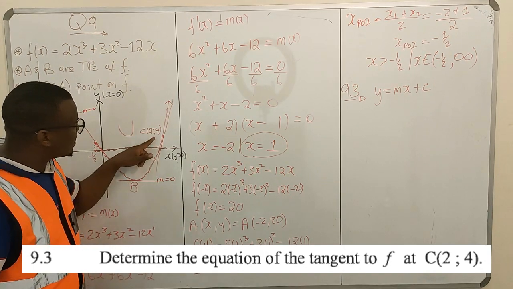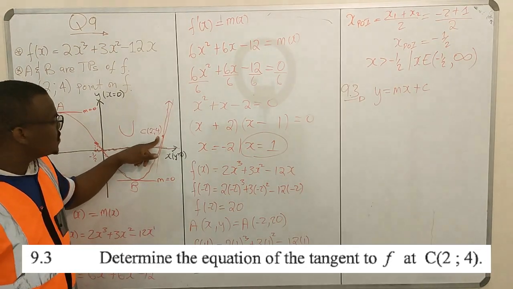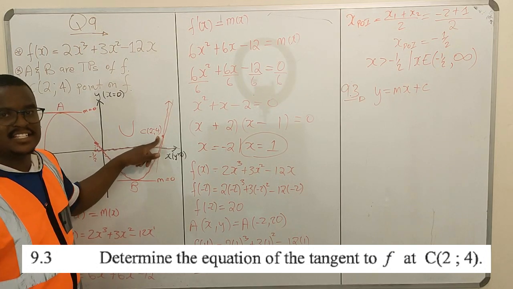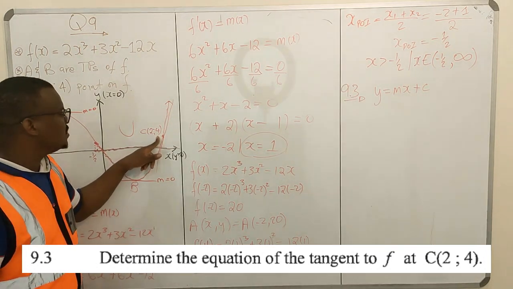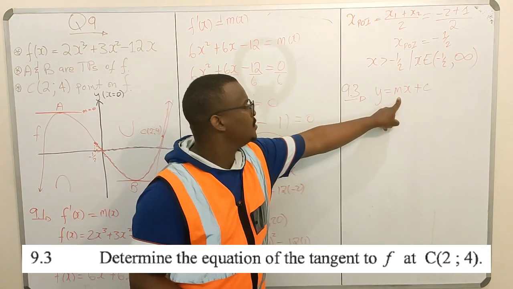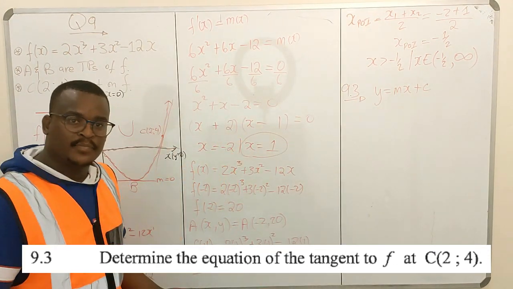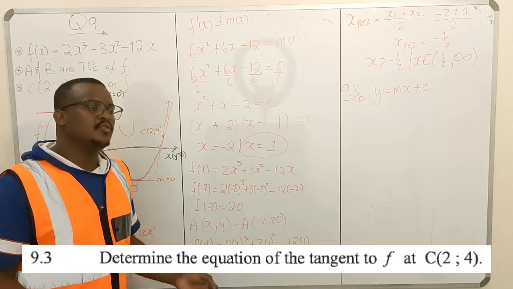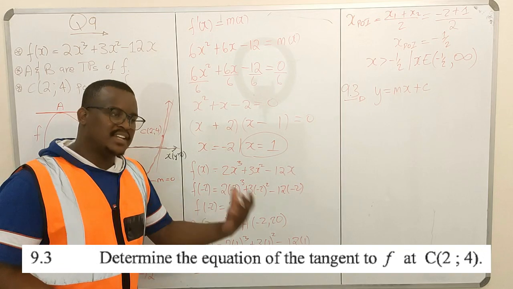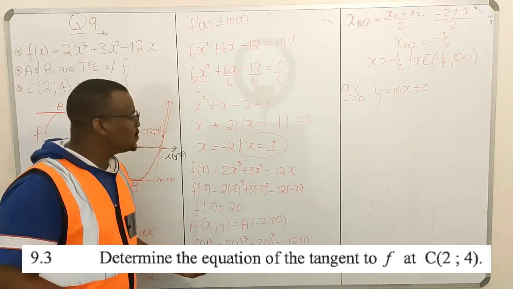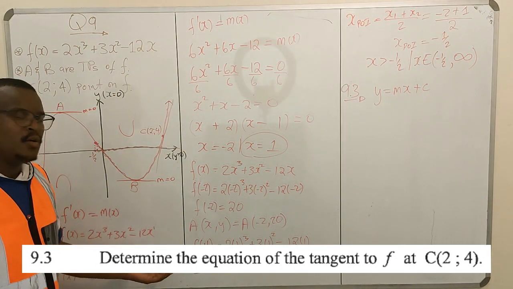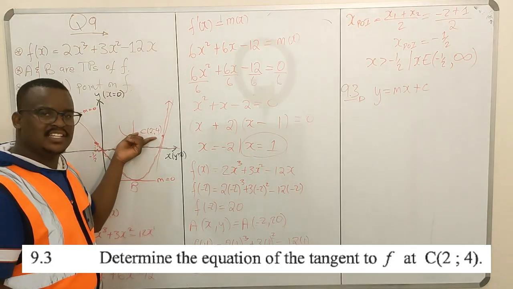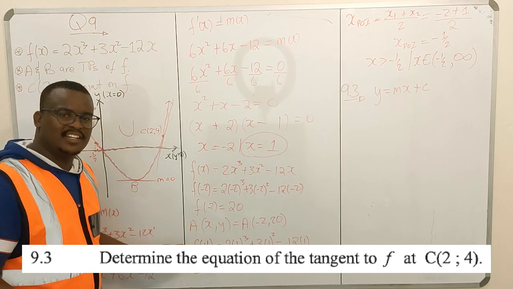But this line touches our graph once at this point, C, because it is a tangent. By definition, it touches it once. So what we need is the gradient of that tangent. On a normal day, when you're doing your analytical geometry, you will say I need 2 points to find the gradient of my tangent, right? But at this point, we only have one. It's only C, because our tangent only touches our graph at C. So how are we going to find the gradient?